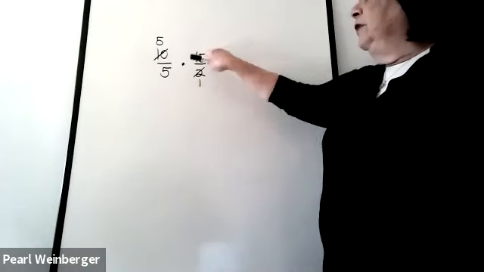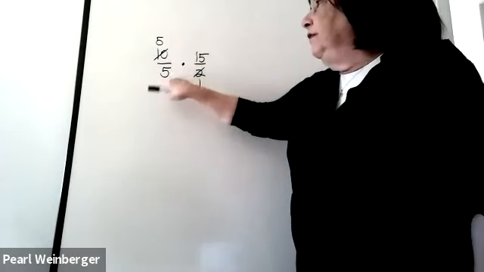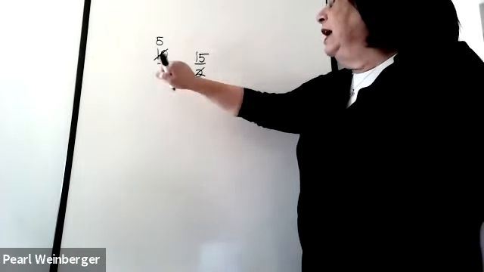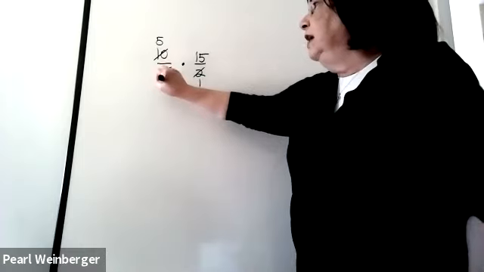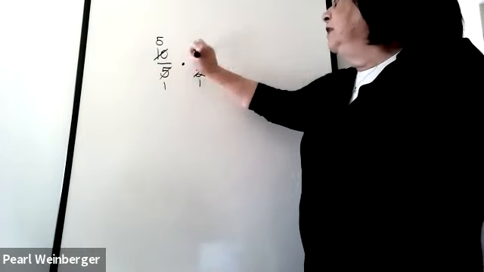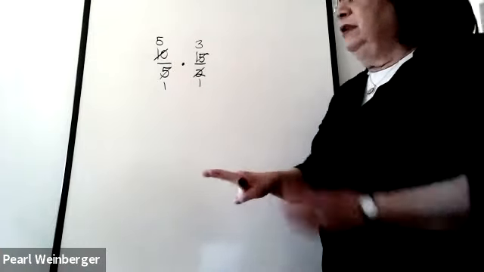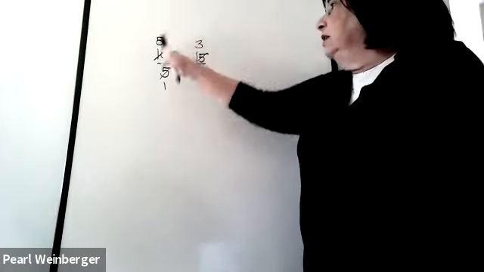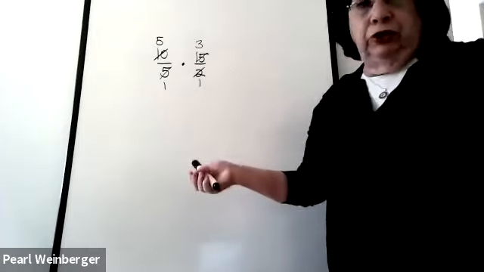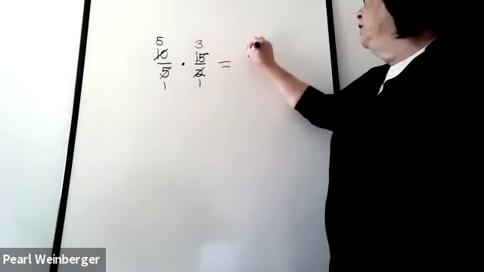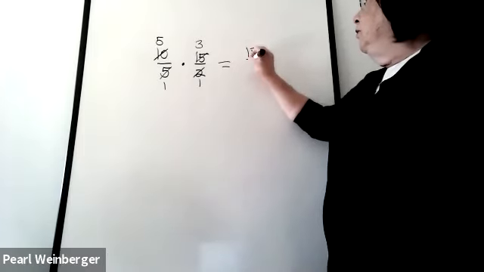I then look at the 15, though I could have done the 5 and the 5, but I see here the 15 and the 5 have a common factor of 5. I cancel out the 5, and 15 divided by 5 is 3. And once I cancel out, there's nothing else to cancel out because my denominators are just 1. My answer becomes 5 times 3, which is 15, over 1.